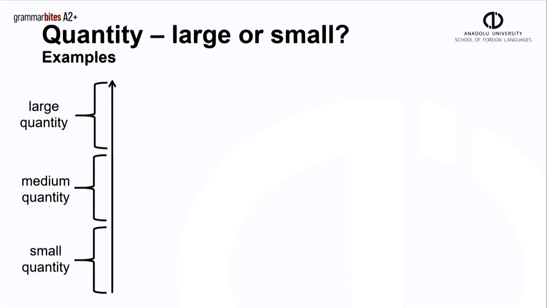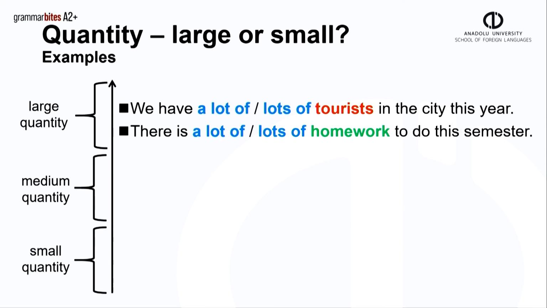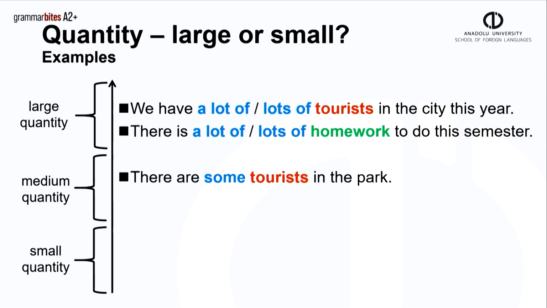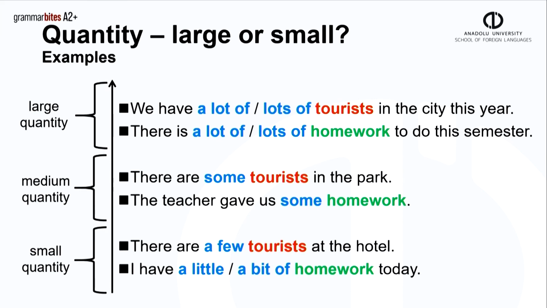Now let's use these quantifiers and countable, uncountable nouns together in sentences. We have a lot of or lots of tourists in the city this year. There is a lot of or lots of homework to do this semester. There are some tourists in the park. The teacher gave us some homework. There are a few tourists at the hotel. I have a little or a bit of homework today.